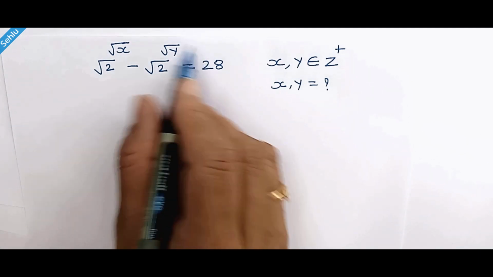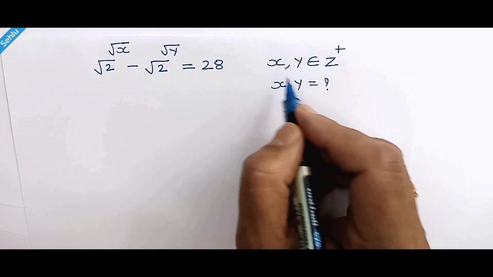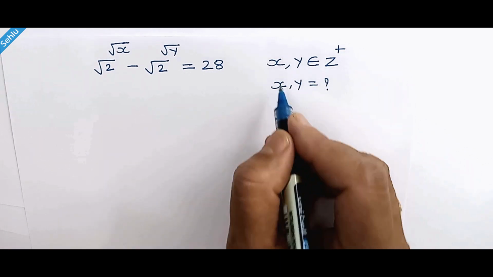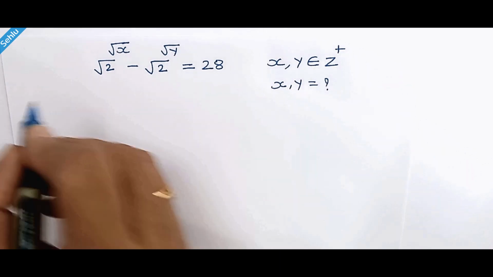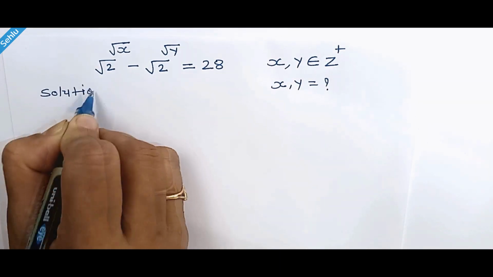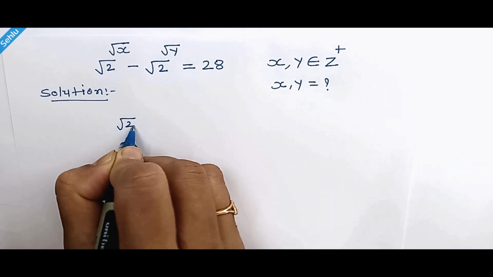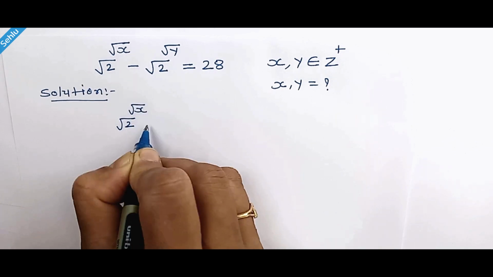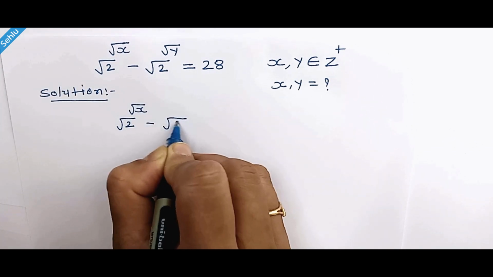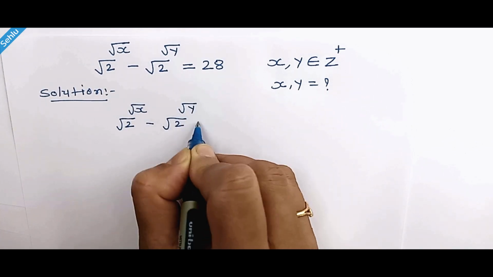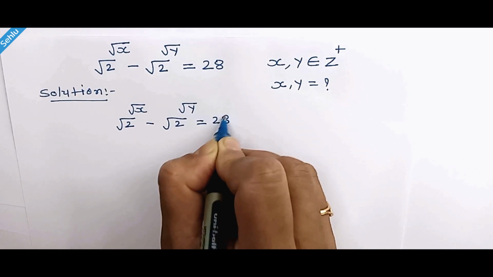Hello friends, this is our question where x and y are positive integers. So let's find out the value of x and y. Our question is square root of 2 raised to square root of x minus square root of 2 raised to square root of y is equal to 28.